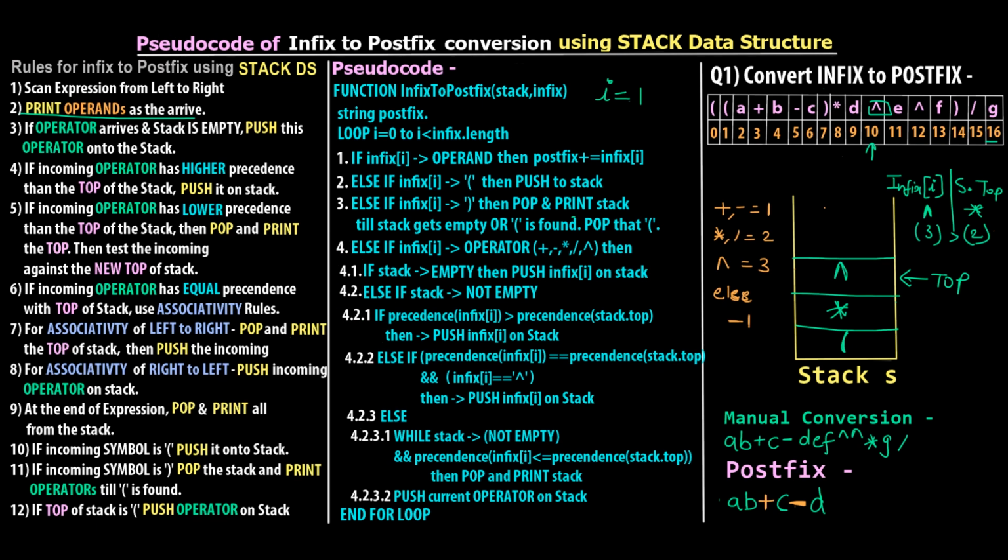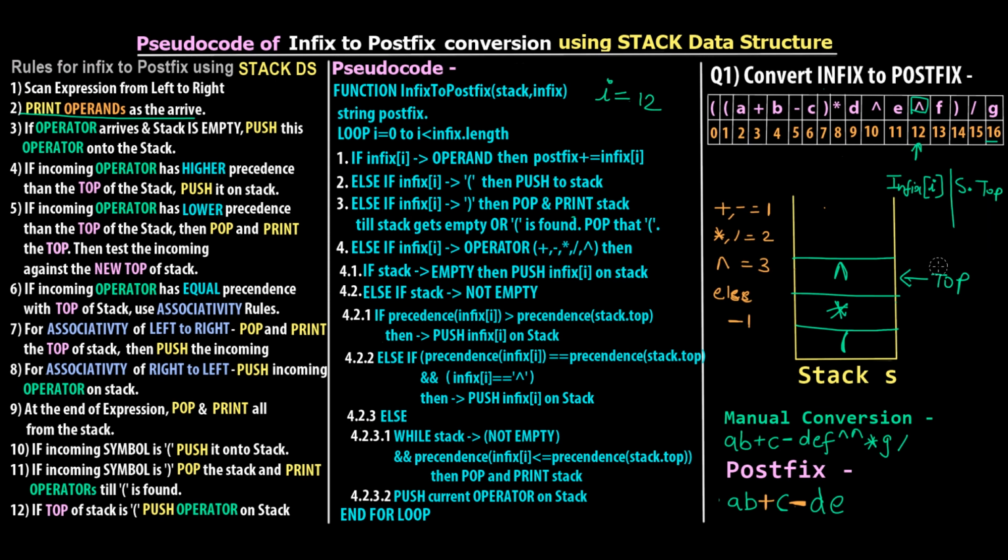I becomes 11. What is at index position 11? We have a simple operand E. E gets printed in the postfix as it is. So directly attach it because point number 1 applies to that, which is if it is an operand, then just attach it to the postfix expression. Now I becomes 12, and I'm going a little fast because I'm assuming you guys have got the hang of it. Now we are at I equals 12, which is another exponent operator.